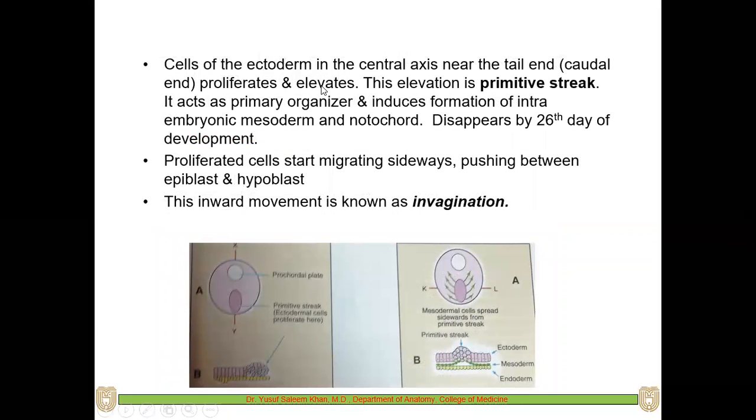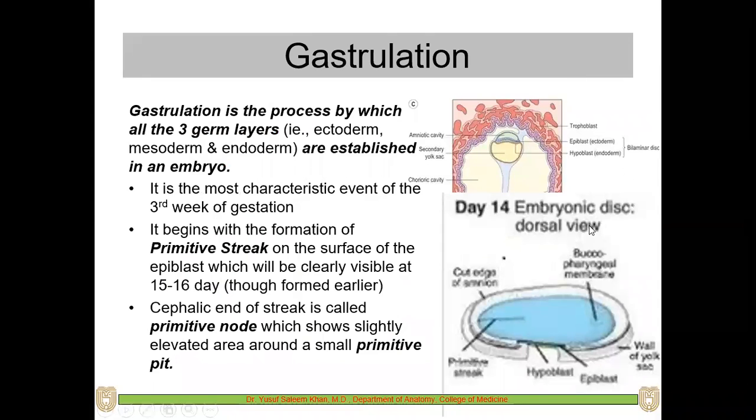Okay. The cells of the ectoderm in the central axis near the caudal end proliferate and elevate. This elevation is called the primitive streak. This is the next stage. First, there is formation of the prochordal plate, which is also called the buccopharyngeal membrane. Later it is called the buccopharyngeal membrane, and this is the site for the formation of the oral cavity. Now after this formation, there is formation of the primitive streak at the tail end.